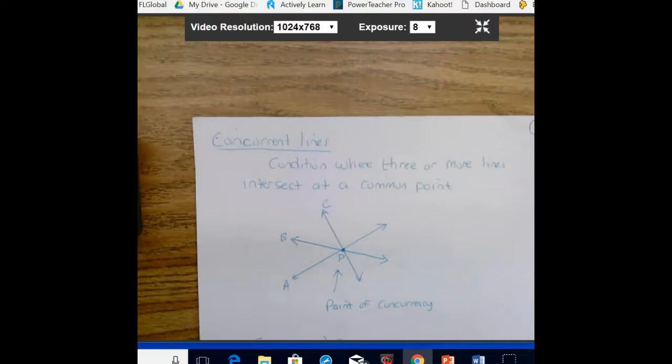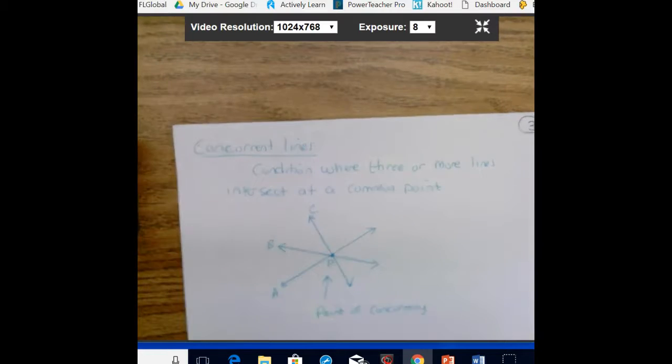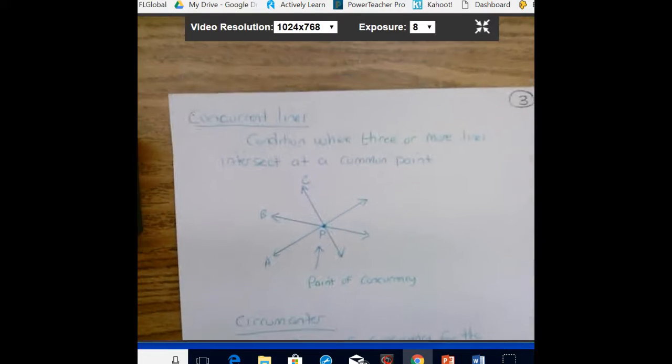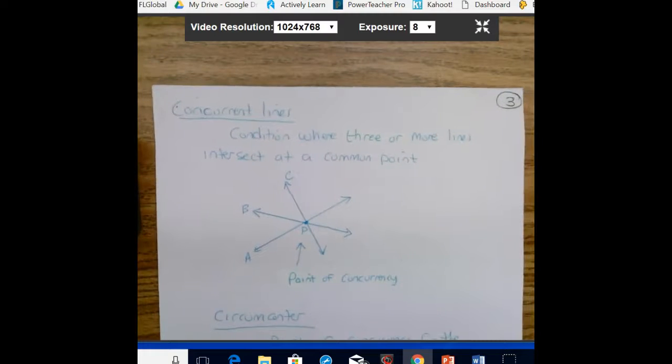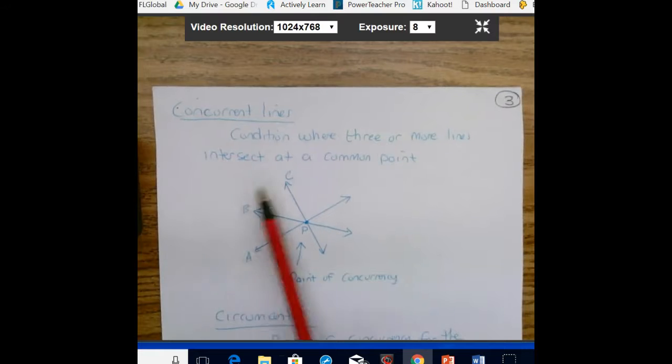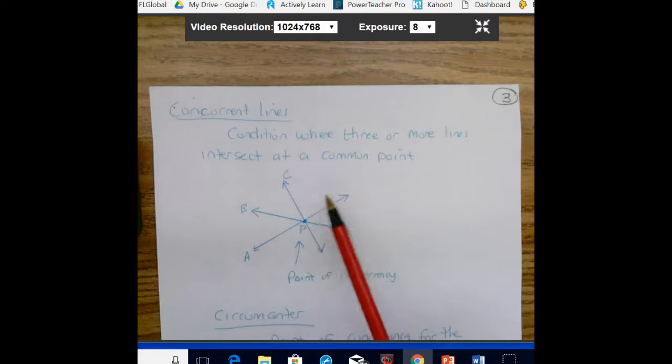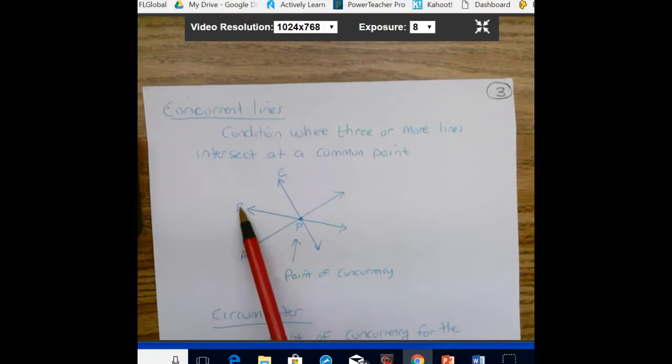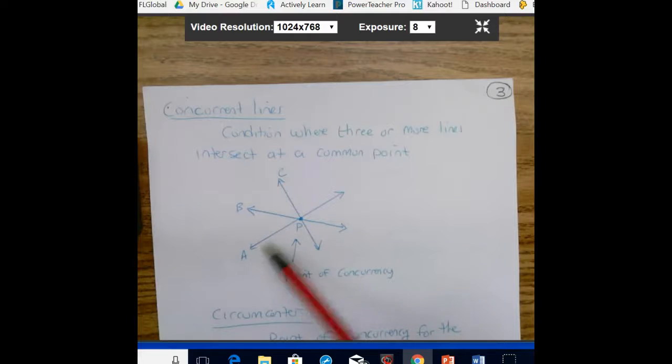So if we add a few more terms, and then we're going to look at how you apply this. Another term that's important to use for these bisectors and everything is something called a concurrent line. Okay? And this is the condition where three or more lines intersect at a common point. So we have line C, we have line B, and we have line A. And they all intersect at this point P. We would call that point where they all meet the point of concurrency. And these are concurrent lines.